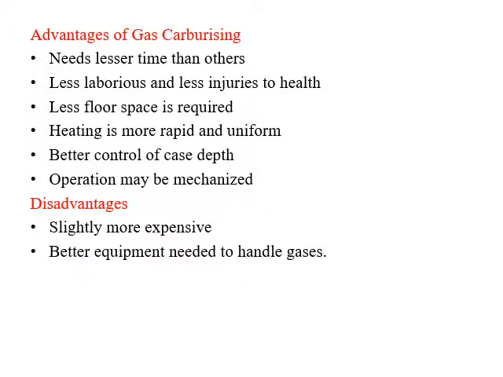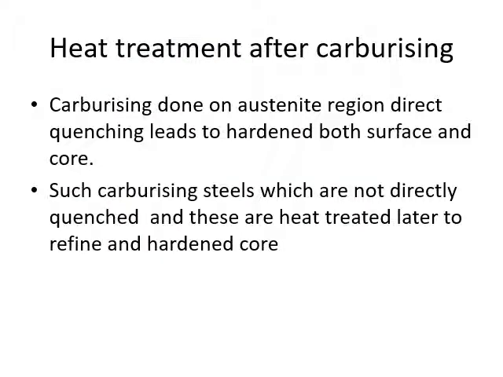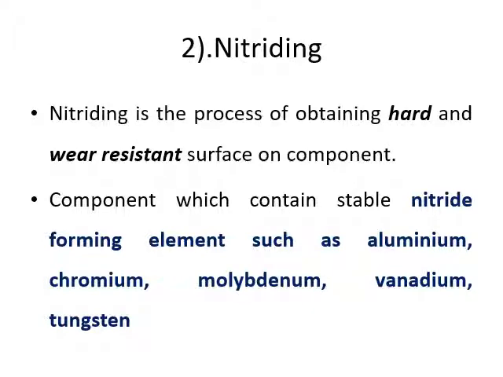Moving on, we have the post treatment for carburizing. Carburizing is done in the austenite region directly. Quenching leads to hardening on the surface. Sometimes even the core gets hardened, so such carburized steels are not recommended for direct use. The core should be tempered again before using it in a practical application. So that's how we can discuss carburizing.